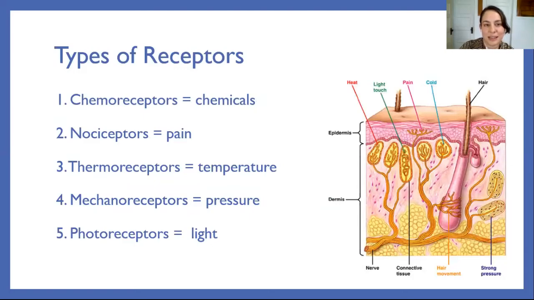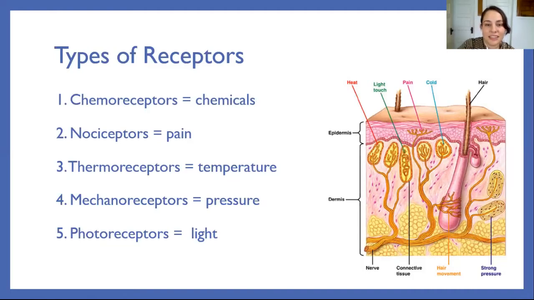Some types of receptors that we have are chemoreceptors. These are receptors for chemicals. Nociceptors are receptors for pain. Thermoceptors are receptors for temperature. Mechanoreceptors are receptors for pressure. And photoreceptors are receptors for light.